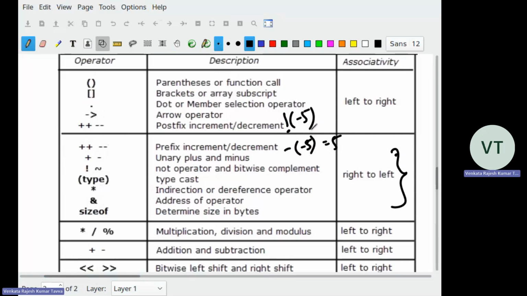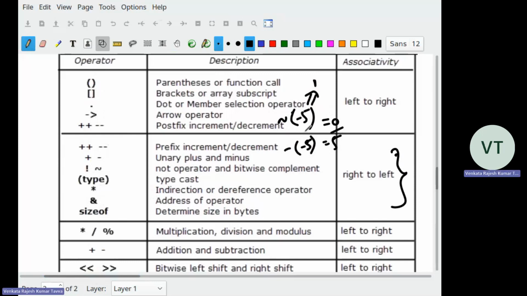Any non-zero value means true. So minus 5 means true. True means 1. So this value is equivalent to 1. Not of 1 is 0. So this value is 0. Okay. So this negation is logical negation. This negation is arithmetic negation. We can have bitwise negation also. This is bitwise complement. Okay.